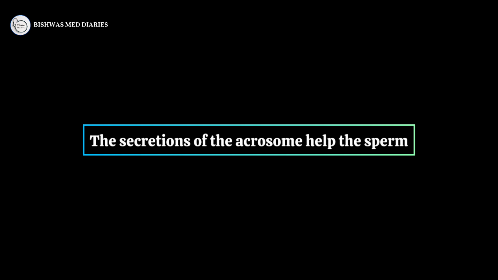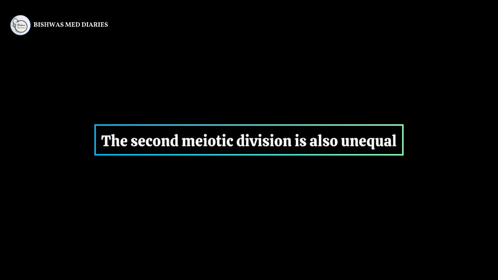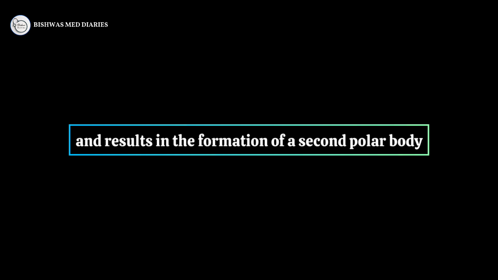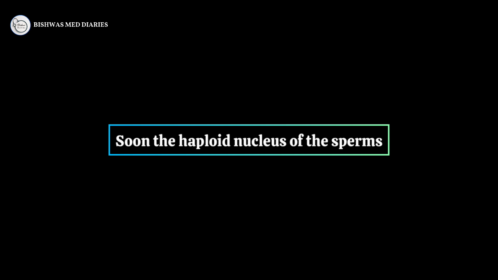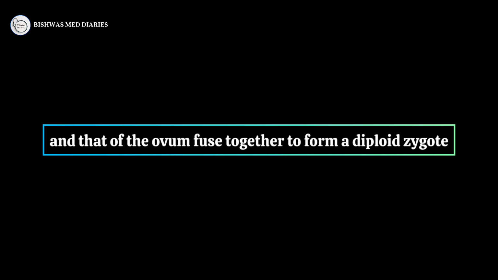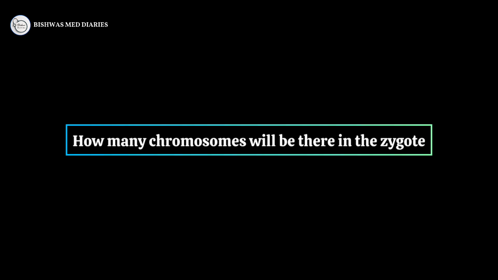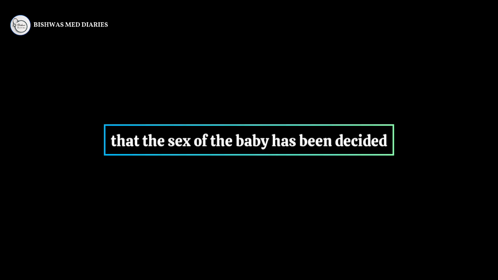The secretions of the acrosome help the sperm enter into the cytoplasm of the ovum through the zona pellucida and the plasma membrane. This induces the completion of the meiotic division of the secondary oocyte. The second meiotic division is also unequal and results in the formation of a second polar body and a haploid ovum. Soon the haploid nucleus of the sperm and that of the ovum fuse together to form a diploid zygote. How many chromosomes will be there in the zygote? One has to remember that the sex of the baby has been decided at this stage itself.